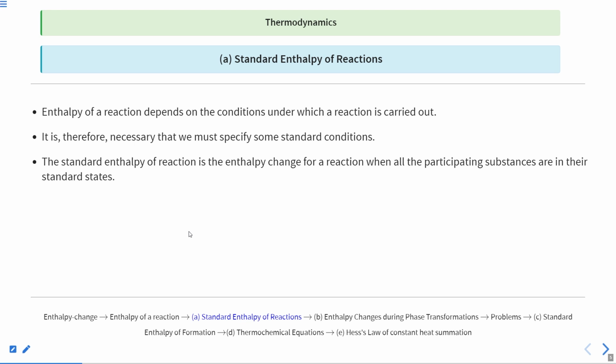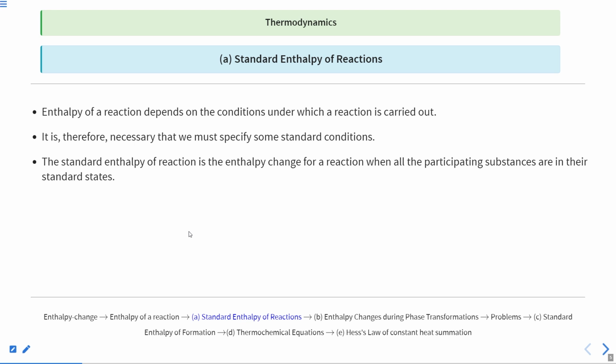First of all, it is therefore necessary that we specify some standard condition. The standard enthalpy of reaction is the enthalpy change for a reaction when all the participating substances are in their standard states. So what is the meaning of these three statements?